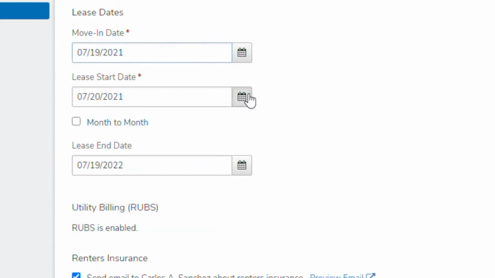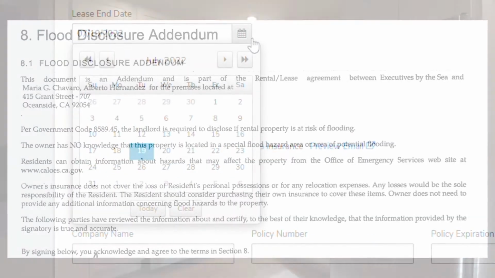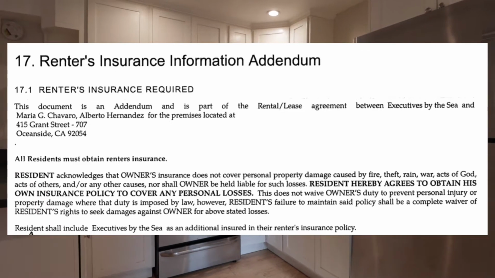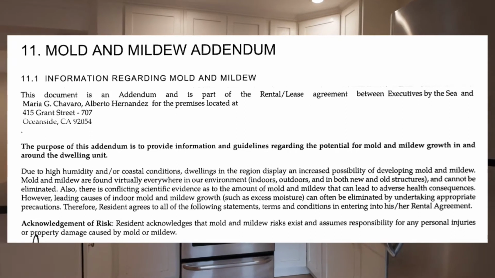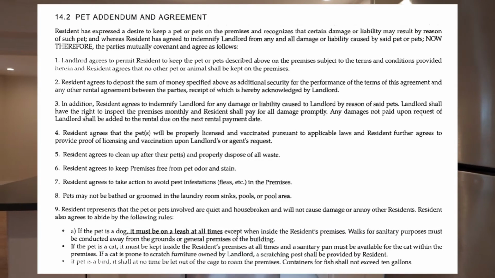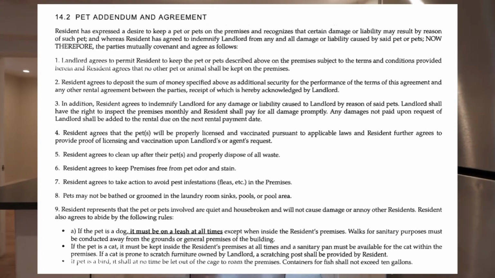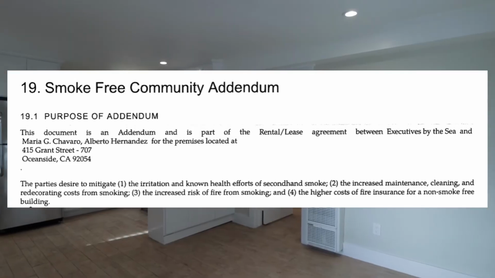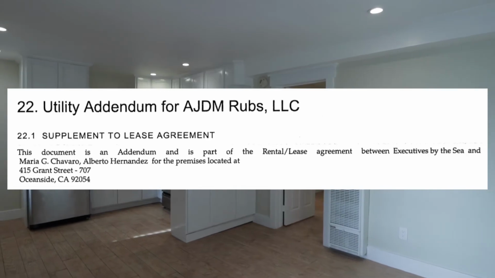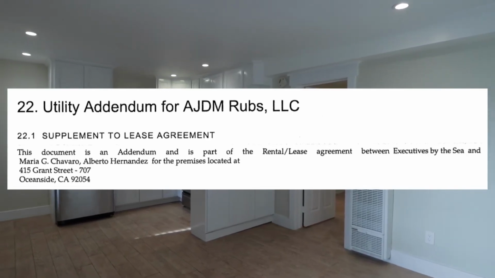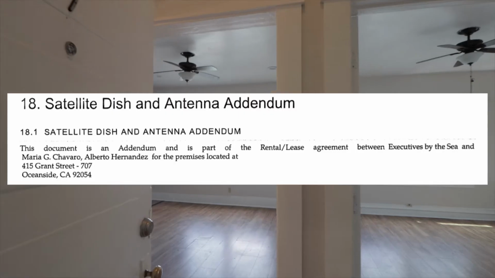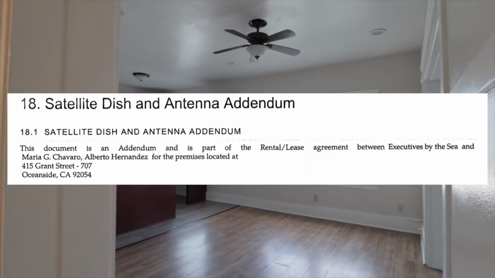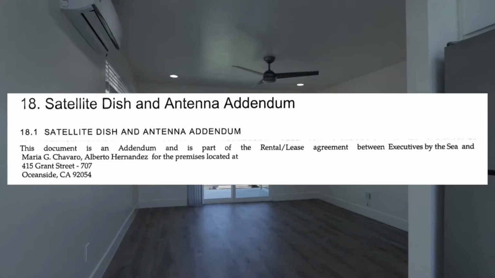The lease should include about 13 or 14 addendums, including flood disclosure addendum, insurance information addendum, required insurance addendum, mold and mildew addendum, pest control and bedbug addendum, pet agreement, which is left blank if there are no pets, smoke-free addendum, sub-meter water addendum, utility addendum for AJD and Brubs LLC or any other future company we utilize for these services, tenant information sheet, no satellite or satellite information addendum, among others.